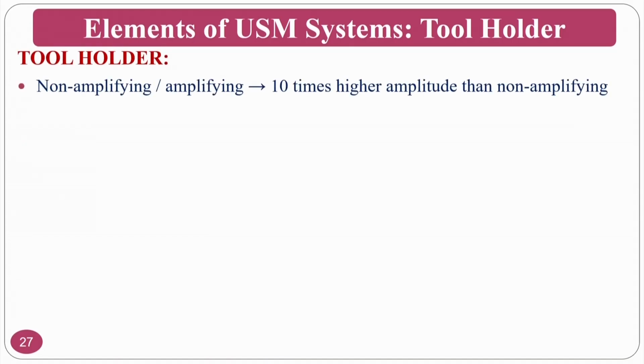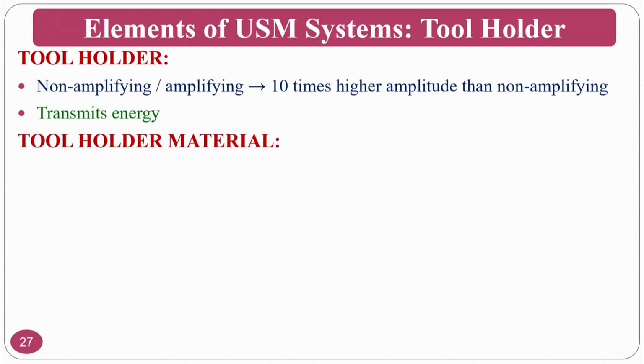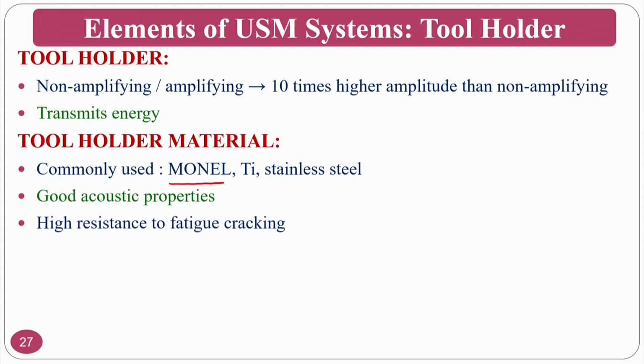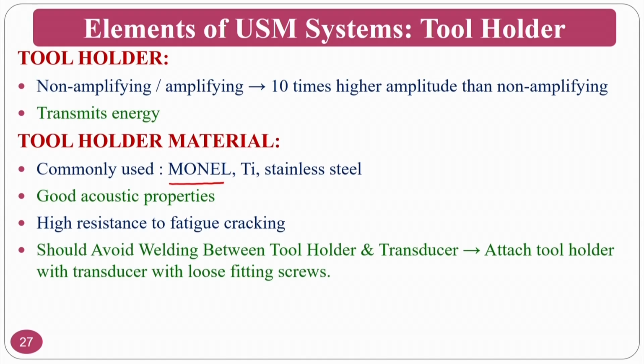For the tool holder, normally non-amplifying and amplifying varieties are there, and the amplifying one gives 10 times higher amplitude than the non-amplifying one. The tool holder's main function is to transmit the energy to the tool. The tool holder material normally used is monel, and you can also use stainless steel and titanium. These have good acoustic properties and high resistance to fatigue crack, and welding between the tool holder and transducer should be avoided. Okay.